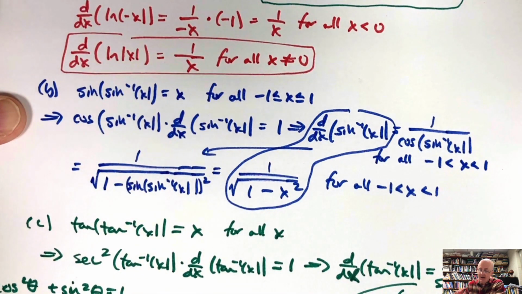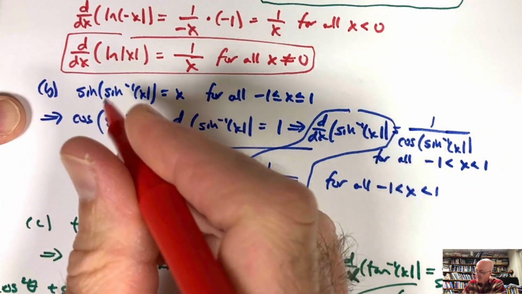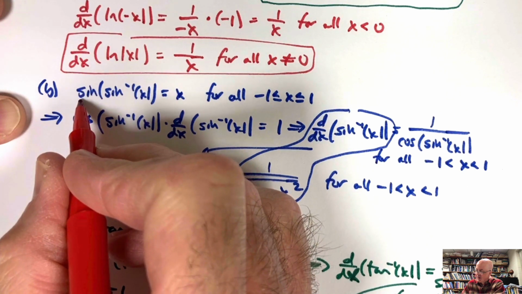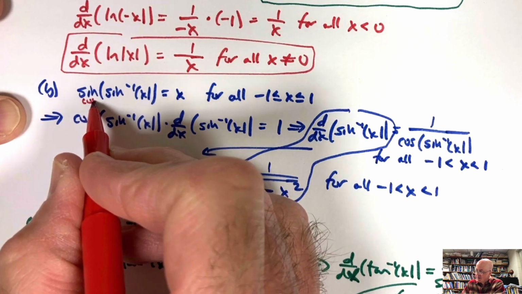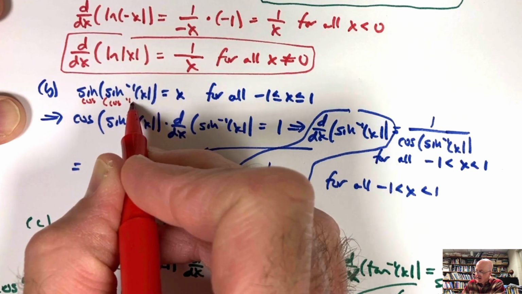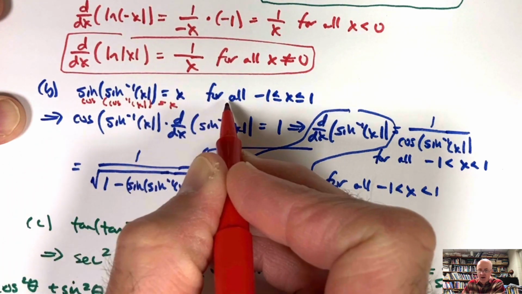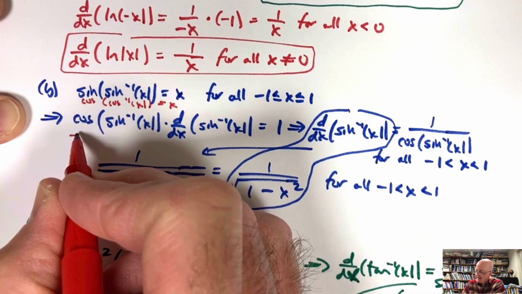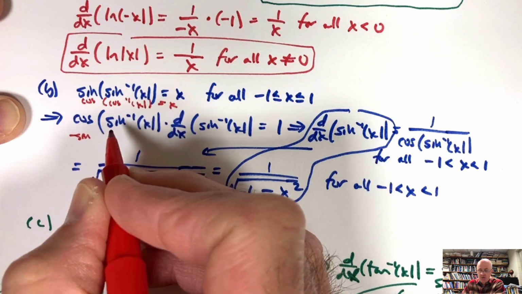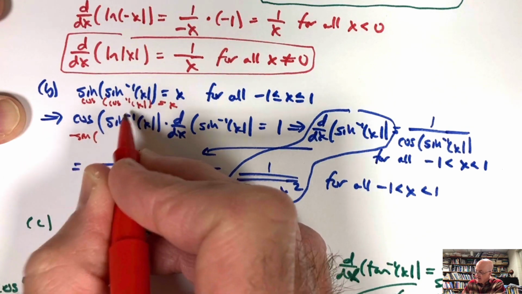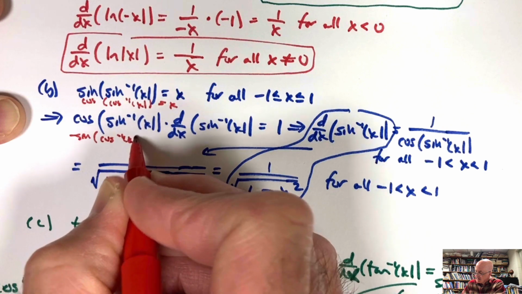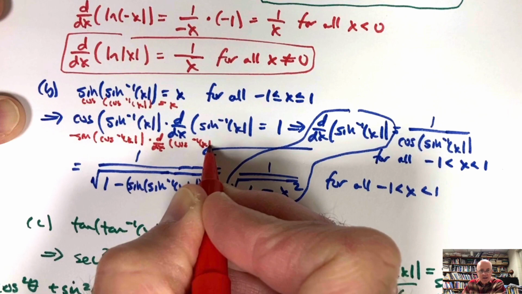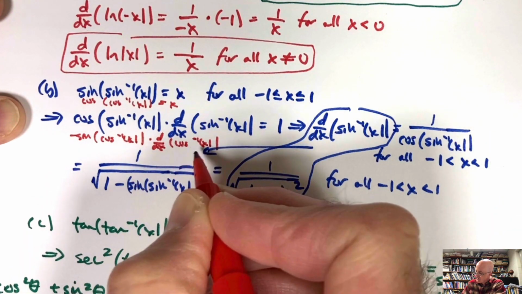Maybe for the sake of time, because this is getting long already, let me just talk about the changes you would make. If this were dealing with inverse cosine, I'd have a cosine and an inverse cosine of x equaling x for all x between -1 and 1. If I took the derivative of that, the derivative of cosine is negative sine of the inside function, inverse cosine of x, times the derivative with respect to x of inverse cosine of x, equaling 1.